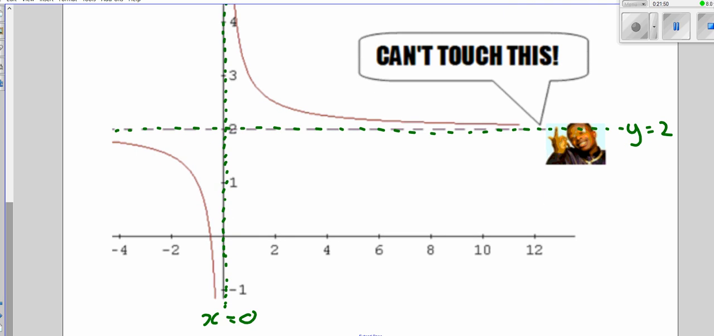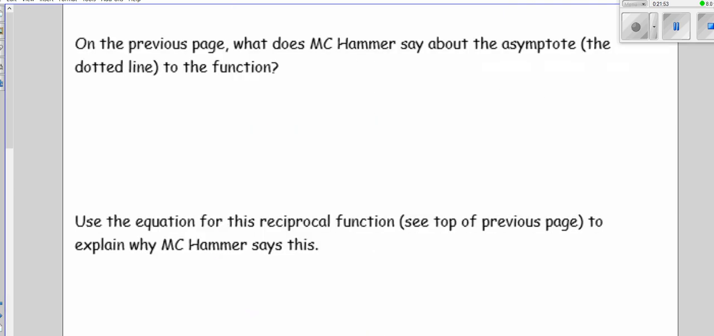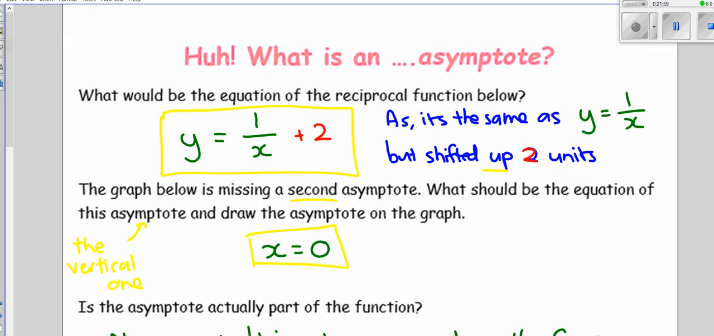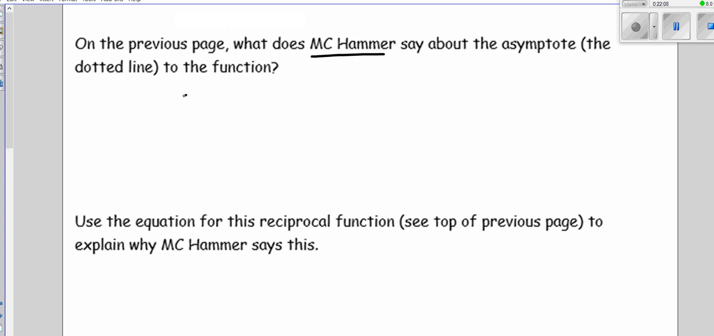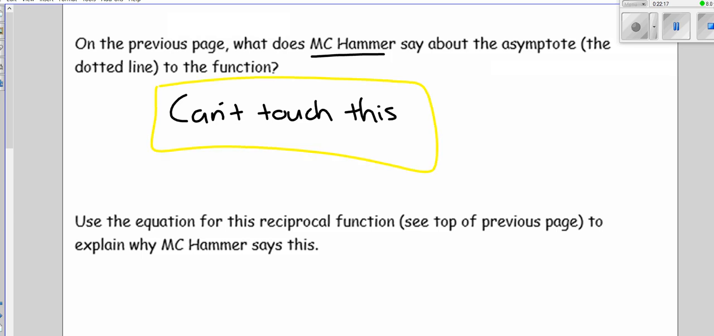On the previous page, what does MC Hammer say about the asymptote, the dotted line on the function? So what's MC Hammer saying about that dotted line? You can see it here. So he's saying, can't touch this. So use the equation for the reciprocal function to explain why MC Hammer says this.